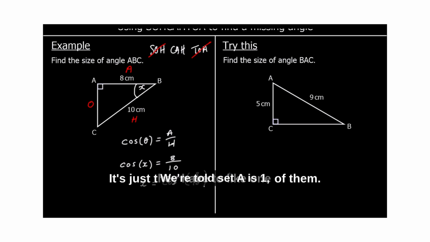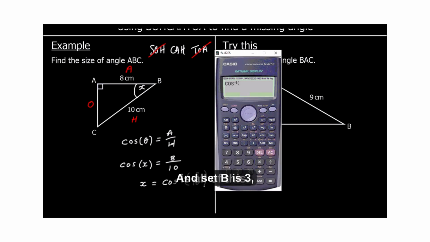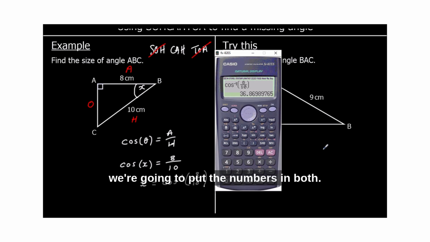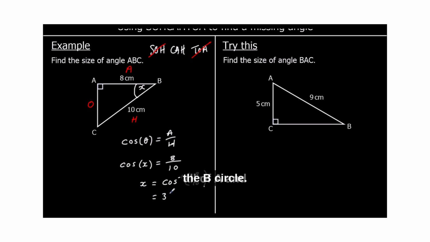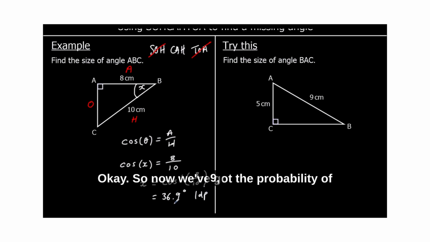If we type this into the calculator, shift cos 8/10, we get an answer of 36.869 and so on. We'll give our answers to one decimal place, so that's 36.9. So we're going to say x is 36.9 degrees to one decimal place.